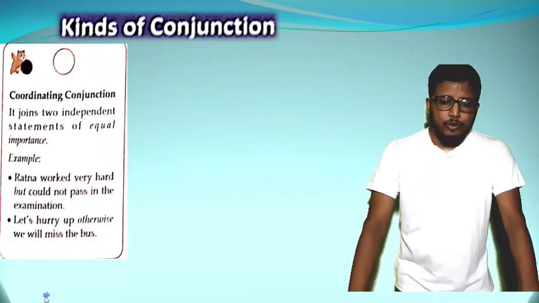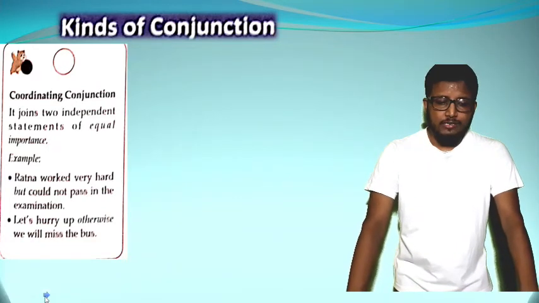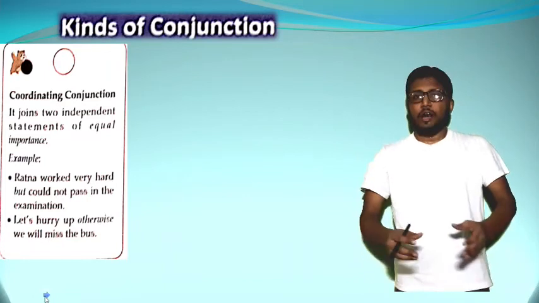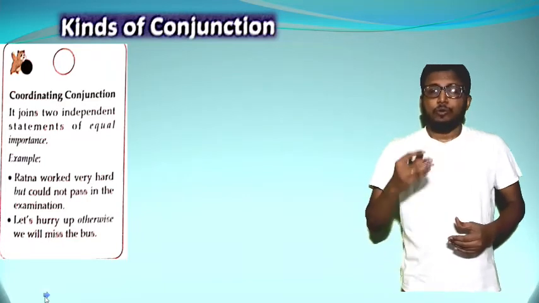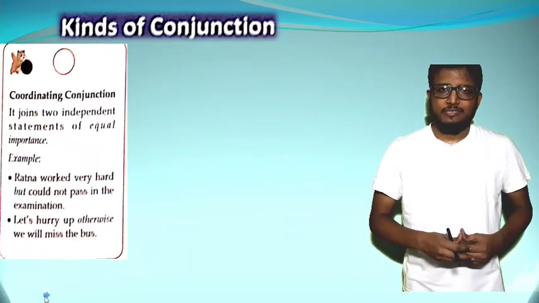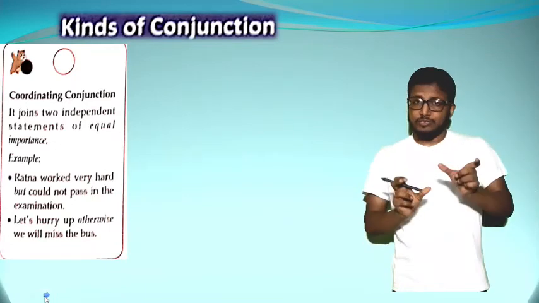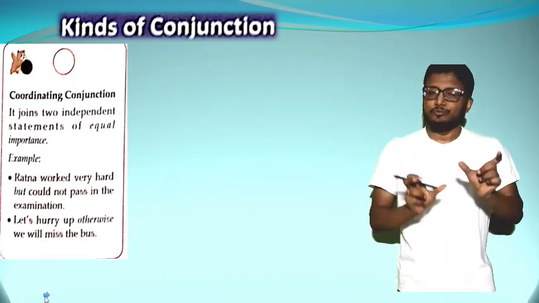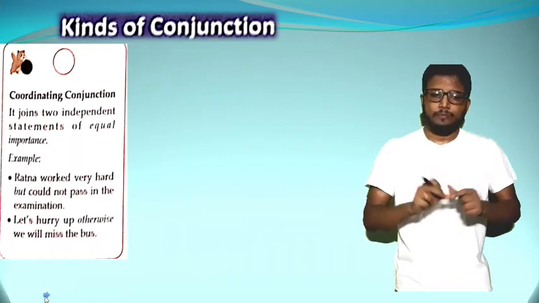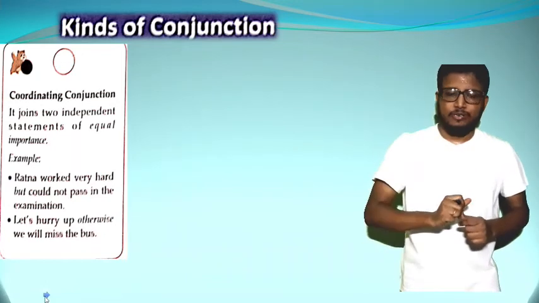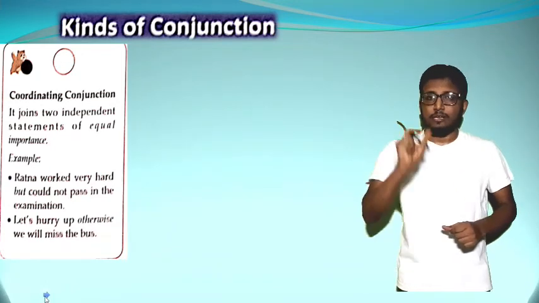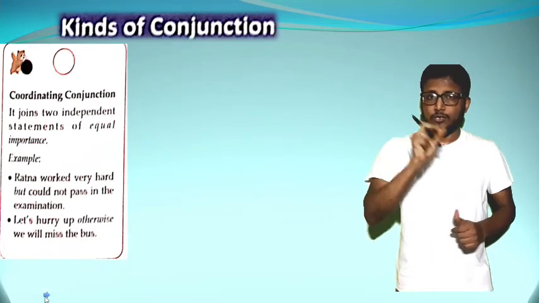Ratna worked very hard but could not pass in the examination. If I ask about the second part, who could not pass? Answer, Ratna. So both parts have equal importance. No one has less importance. So in the first sentence, the word but is the conjunction that is joining the two parts.